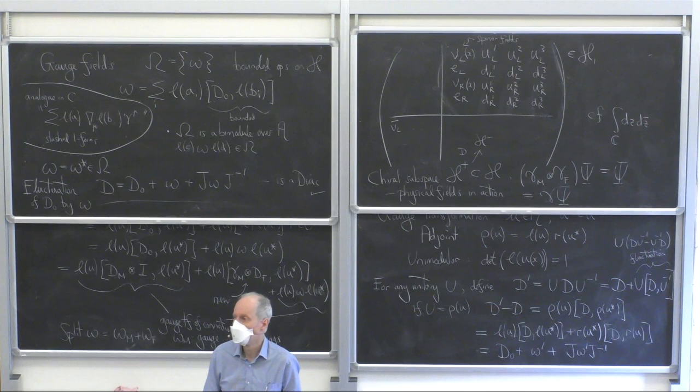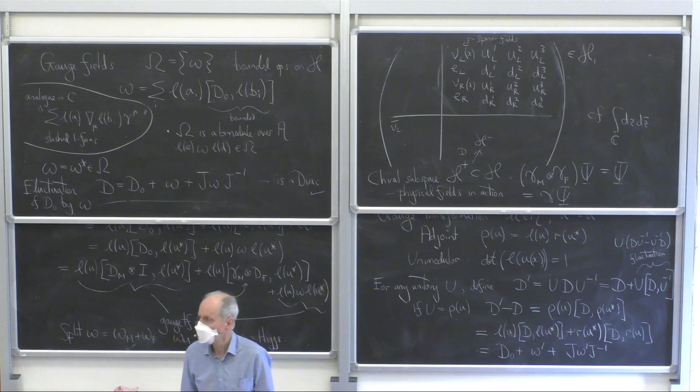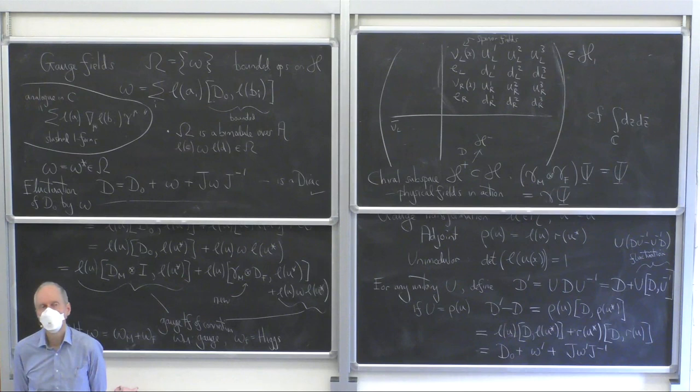You have given me this presentation concerning classical aspects of the standard model. Is there any preferred quantization suggested by this non-commutative geometry framework?